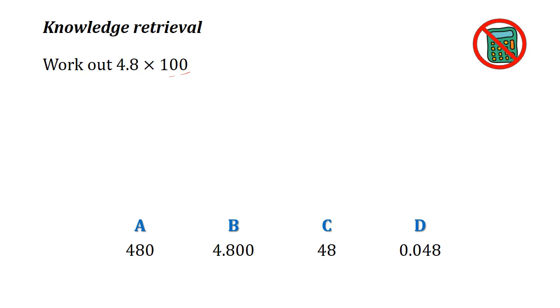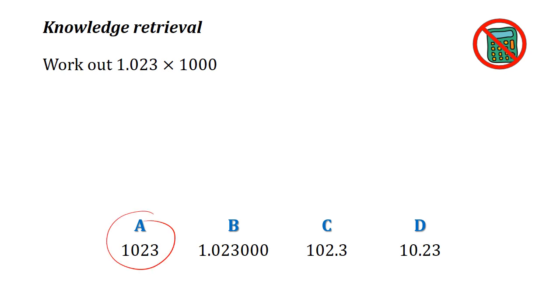Multiplying by 100, every digit goes 2 columns to the left, so we end up with 480. This one, 1023.